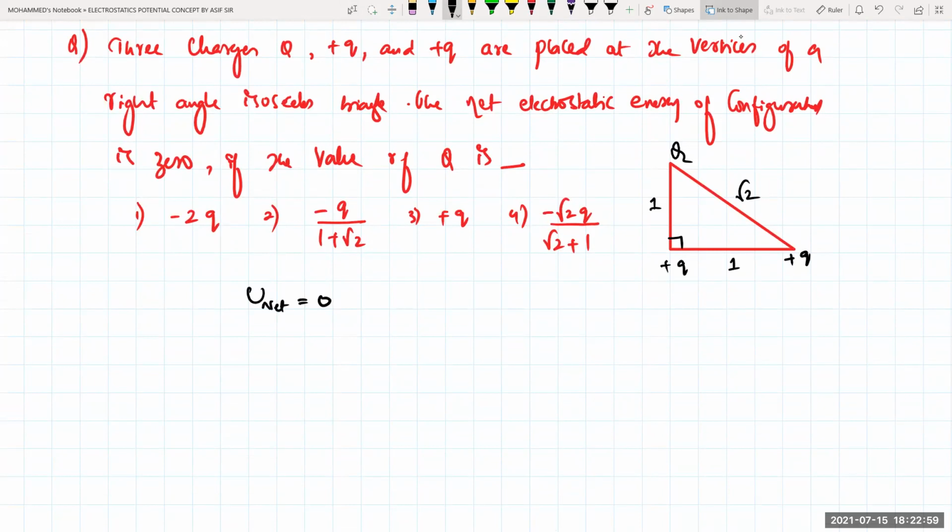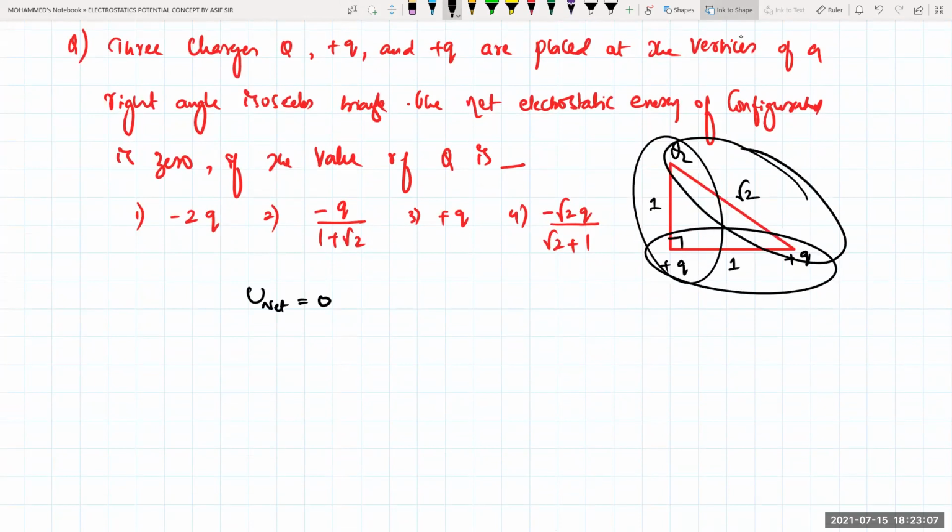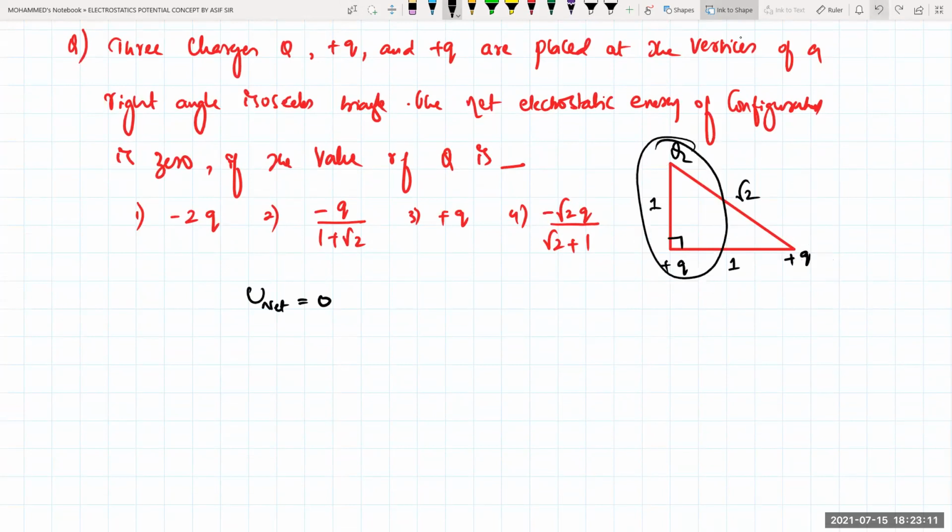Now tell me how many pairs you can make. Between capital Q and small q, we can make 1 pair. Between these two, we can make 1 pair. And between these two, we can make 1 pair. 3 pairs total. So totally, how many pairs am I able to make right now? 3 pairs.